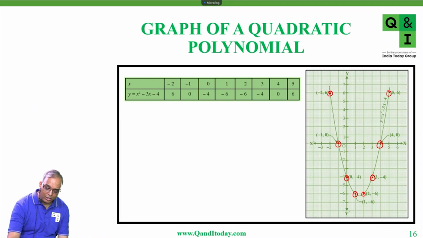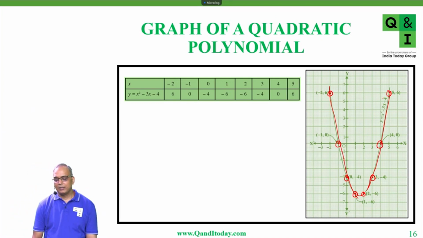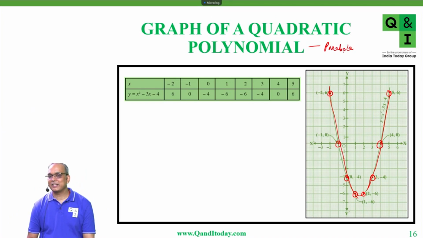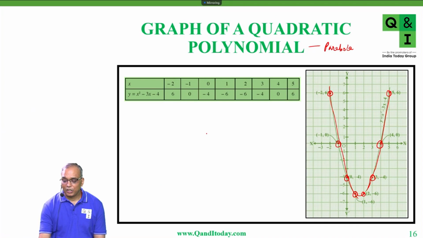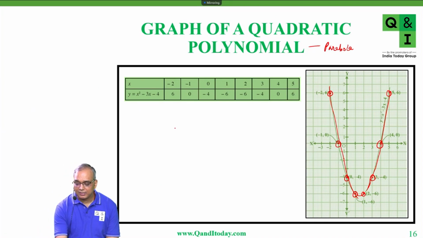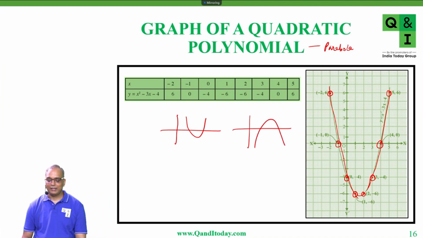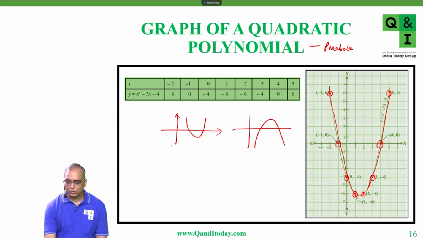So if you draw this curve here, this is the curve which you will be able to make, right? So the graph of a quadratic polynomial is called a parabola. There it was a straight line, here it is a parabola. Now a parabola can have two shapes. One would be mouth opening upward, other is mouth opening downward, right? These are the two shapes.